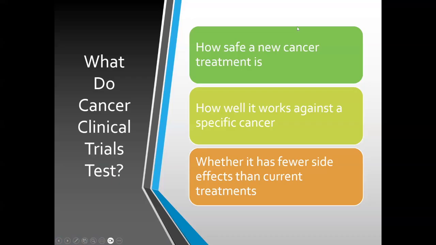So what do cancer clinical trials test? One of the first questions that is asked in a clinical trial is how safe is a new cancer treatment for the patients. And so typically we would assess for side effects within that. And then of course, how well does it work against treating a specific cancer or condition? With that in mind, we look at how well is the response, is there tumor shrinkage, is there better quality of life, does the patient live longer, etc. And then, of course, again, what are the side effects that the current treatment is potentially associated with?